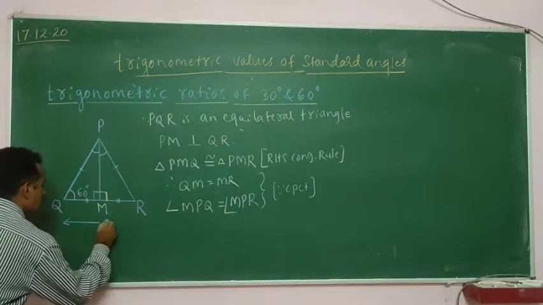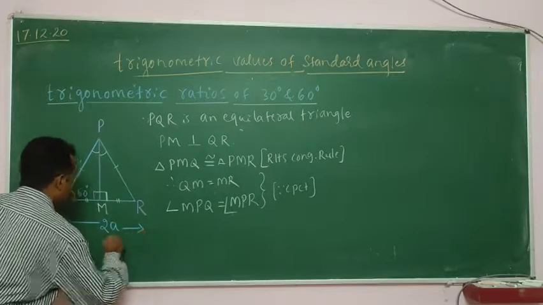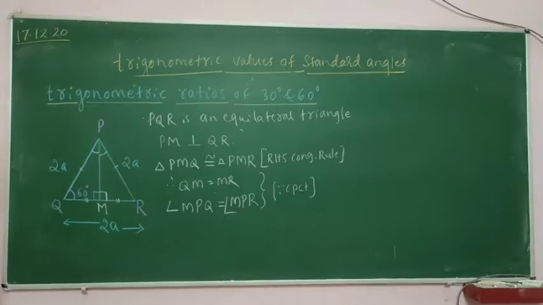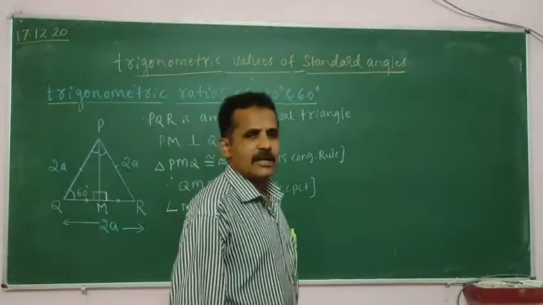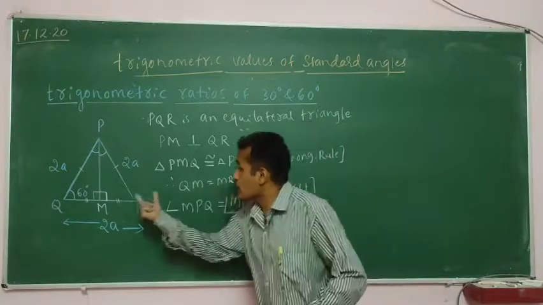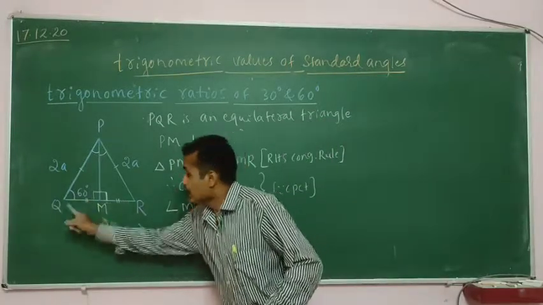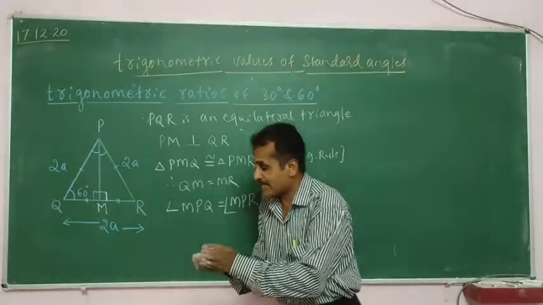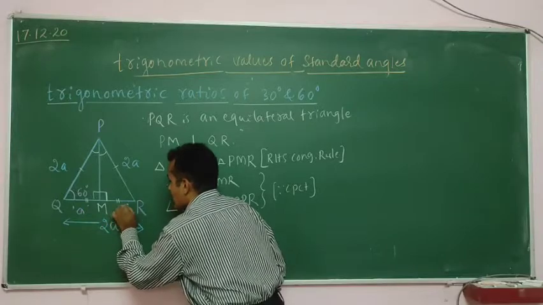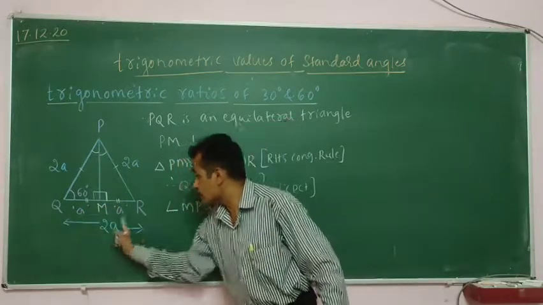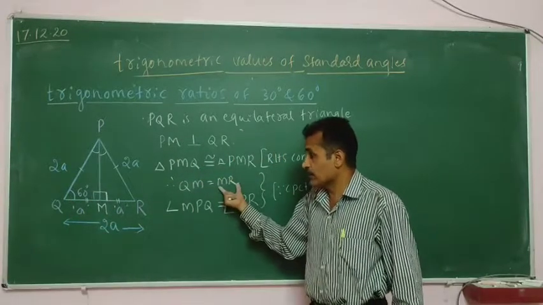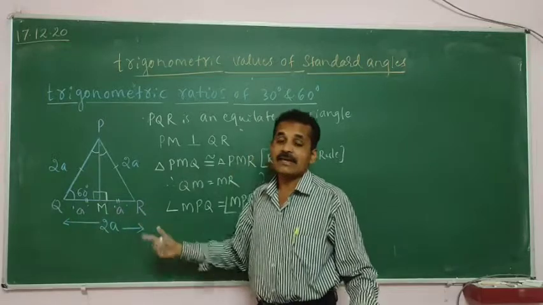I will take each side as 2A units. This is 2A, this is 2A, and this is also 2A units. Each side of the triangle I have taken as 2A. Now you see here, QM and MR are equal. The total length is 2A. That means can I say this is A units, this is also A units, because the total length is 2A and there are two equal parts. So I call each as A.